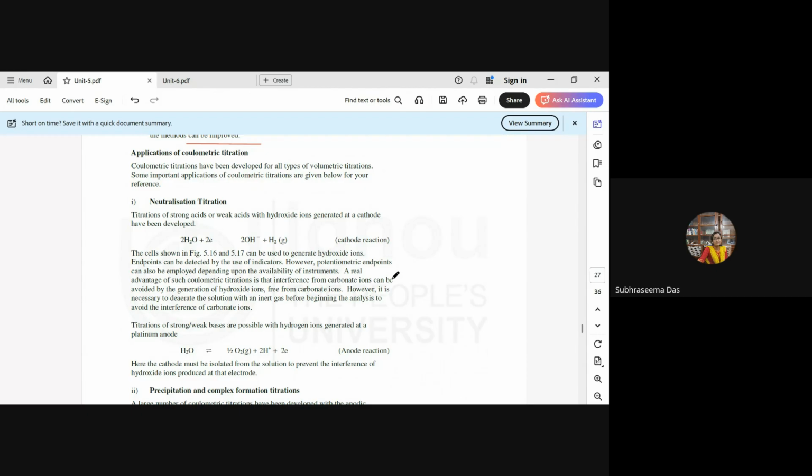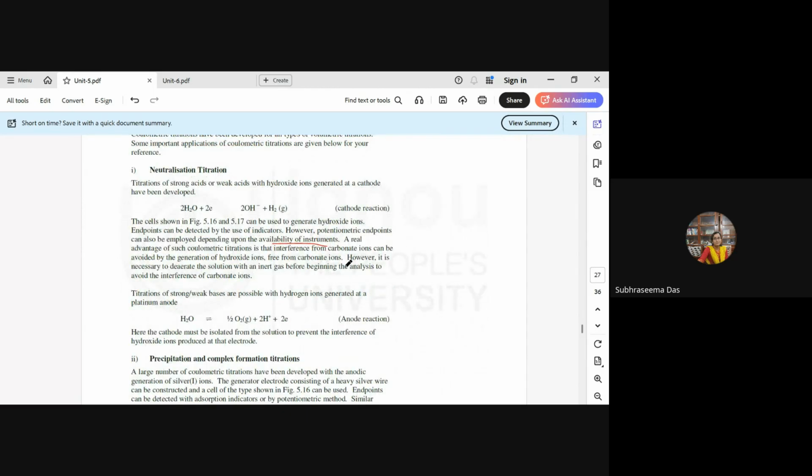The cells shown in the above figure can be used to generate hydroxide ions. Endpoints can be detected by the use of indicators. However, potentiometric endpoints can also be employed, depending upon the availability of the instruments. A real advantage of such coulometric titration is that interference from carbonate ions can be avoided by the generation of hydroxide ions that are free from carbonate ions.